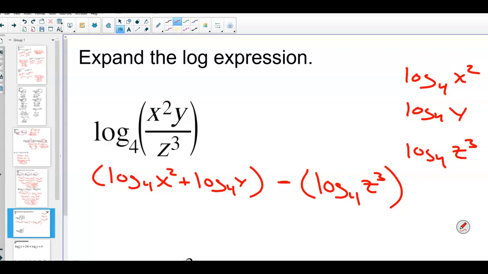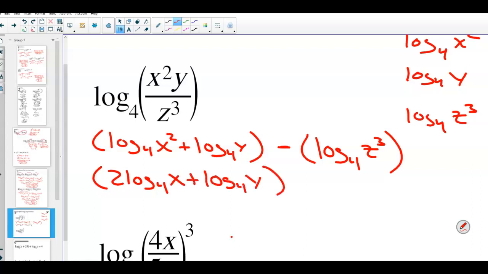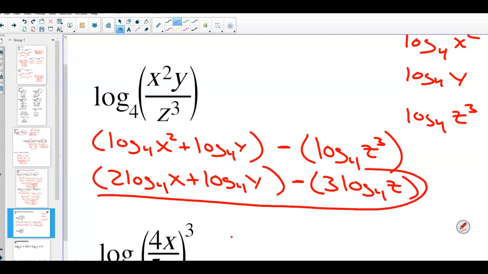Now, with the expanded form, we can't have exponents in the exponent spot. They need to be thrown to the front. So the correct answer here would be 2 log base 4 of x plus log base 4 of y in parentheses, minus 3 log base 4 of z. And this right here would be my answer. Once again, every term gets its own log.